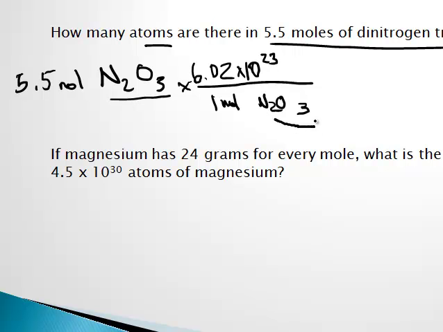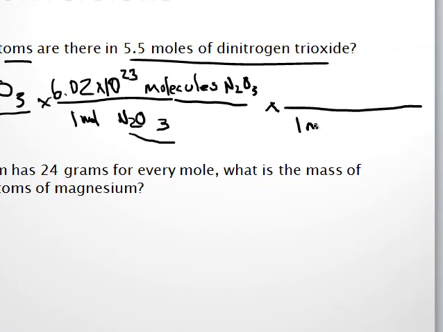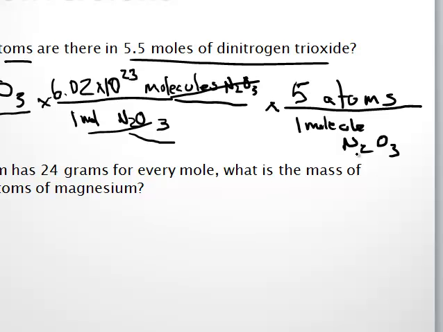Now dinitrogen trioxide is a molecule, so we're going to say molecules of dinitrogen trioxide. But we're looking for atoms, so what we need to do is one more conversion. We're going to say 1 molecule of dinitrogen trioxide contains 5 atoms, 2 nitrogens, 3 oxygens. So we'll put our 5 atoms in the numerator. That way moles cancels with moles, molecules cancels with molecules, and what we're going to be left with is atoms.